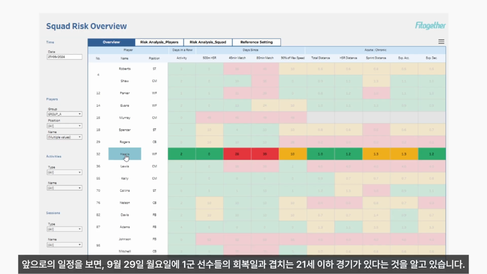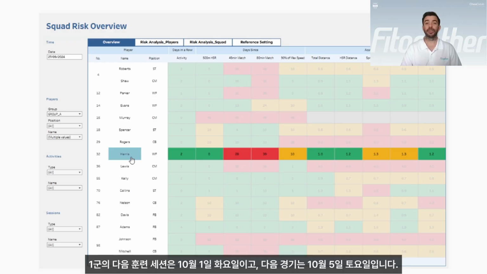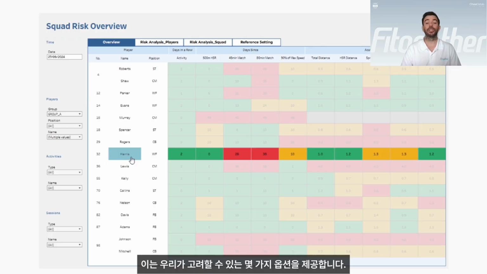Looking ahead, we know there's an under-21 game on Monday, the 29th, which coincides with a recovery day for the first team. The next training session for the first team is Tuesday, the 1st of October, and the next match is on Saturday, the 5th. This gives us several options to think about.